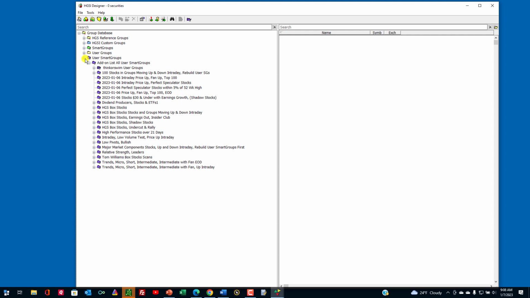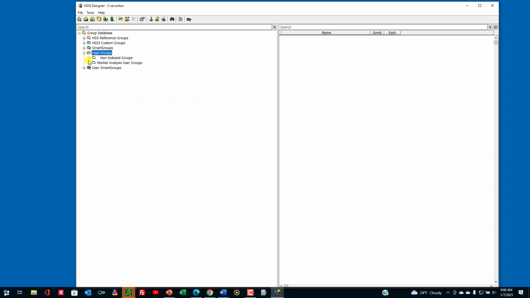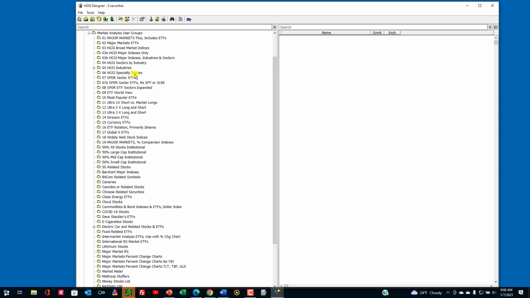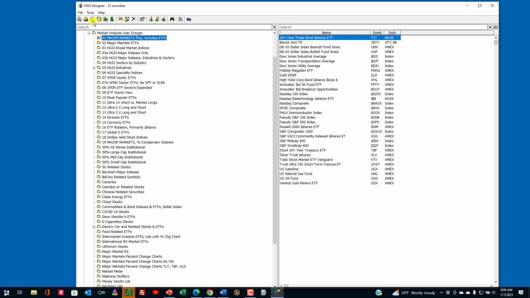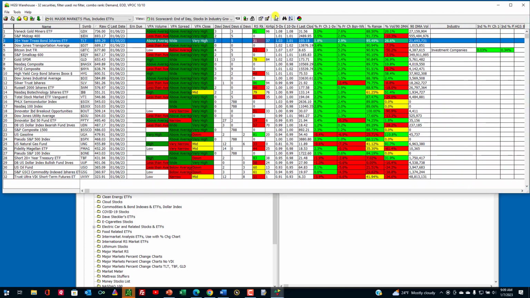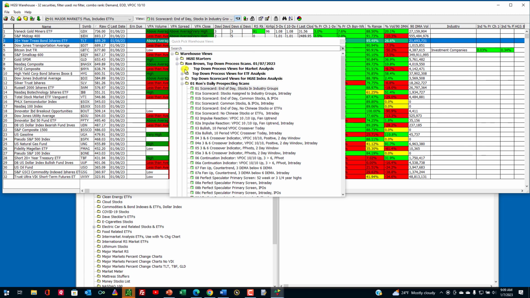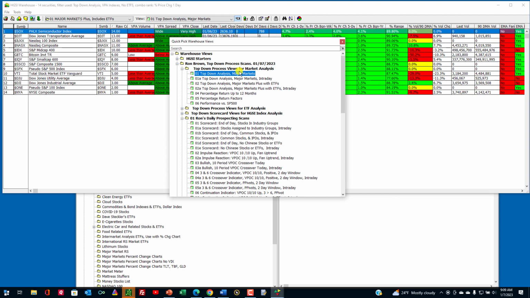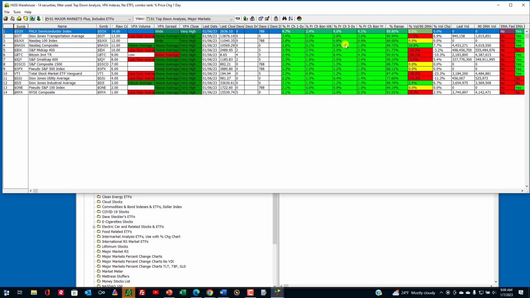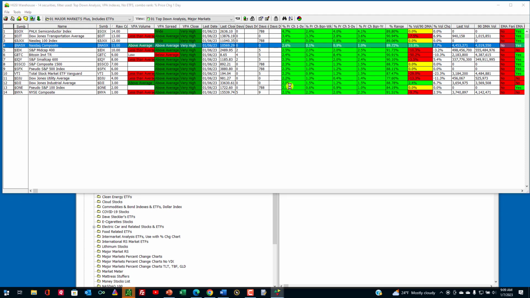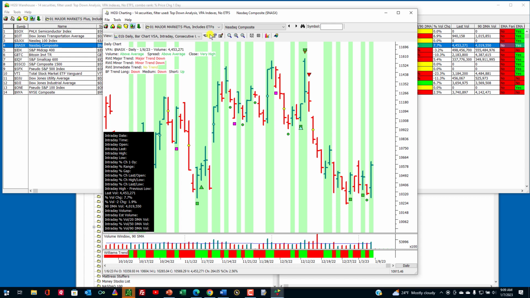Let's go into the designer. I'm going to go into my market analysis user groups. I'm going to begin here. I'll go to the major markets plus. I'll start with the NASDAQ like I usually do. I'll click on the quick pick. I'll go up to my top-down process views for market analysis. Click on top-down analysis major markets, and it limits it to these indexes. Now, I'll start with the NASDAQ composite like I normally do.